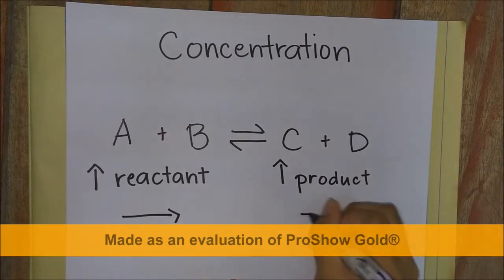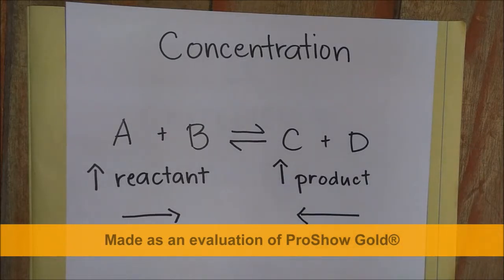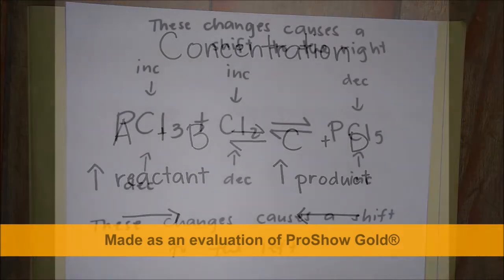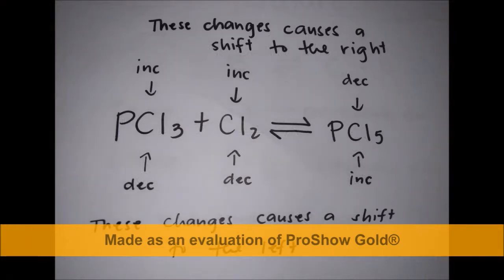If we add a product, the equilibrium position shifts to the left to consume the product. If we remove some of the product, the equilibrium position shifts to the right to produce some of the product. Therefore, the system reacts to consume some of the added substance or produce some of the removed substance to make Q equal to K again.